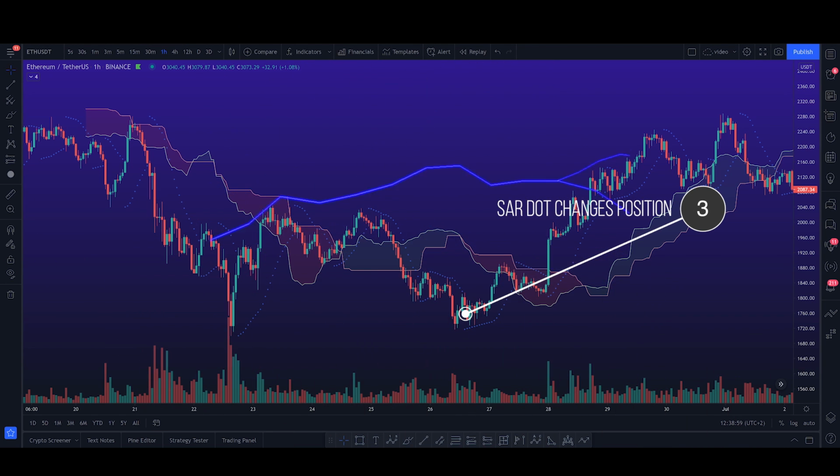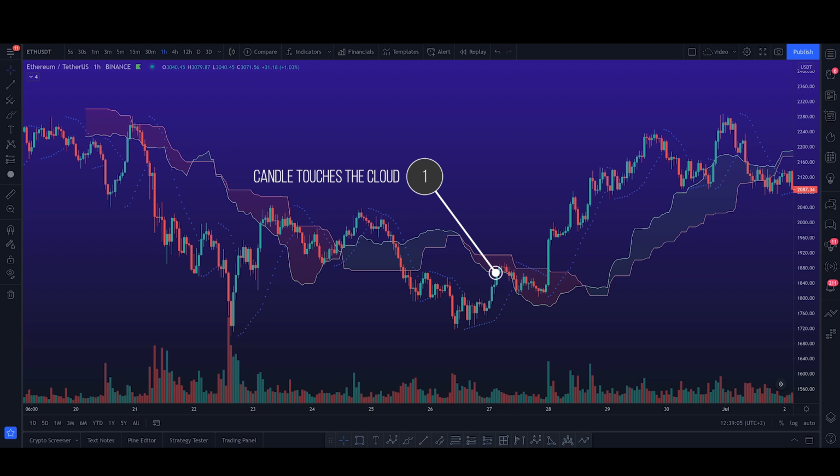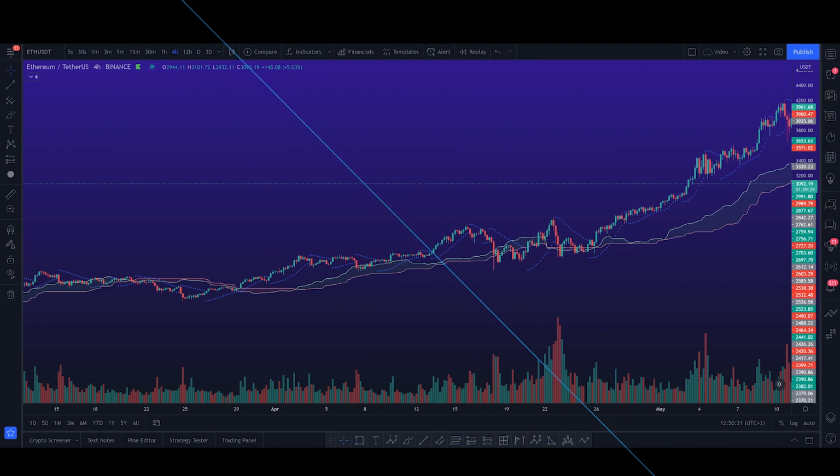If any of the following situations happen, we will need to close the trade. If the candle touches the cloud, if a candle touches the Parabolic SAR, and if the Parabolic SAR changes position from bottom to top or from top to bottom. This would mean that the trend is reversed and we would need to exit the trade. So let's now backtest this strategy over the last few months and see what we get.